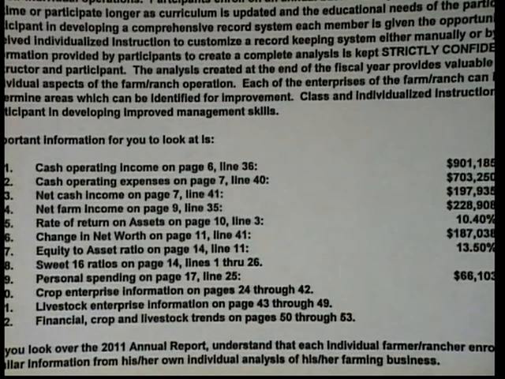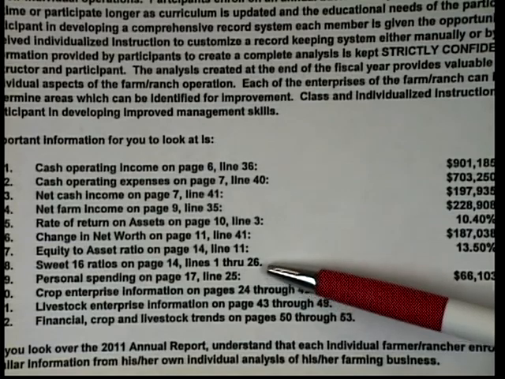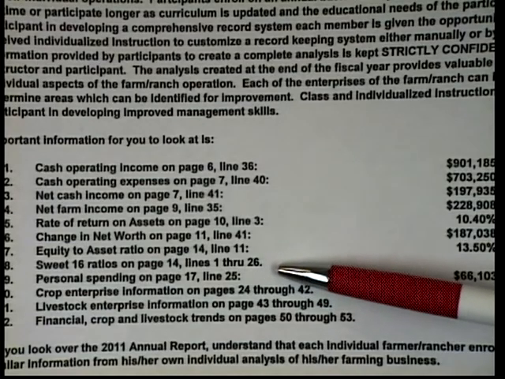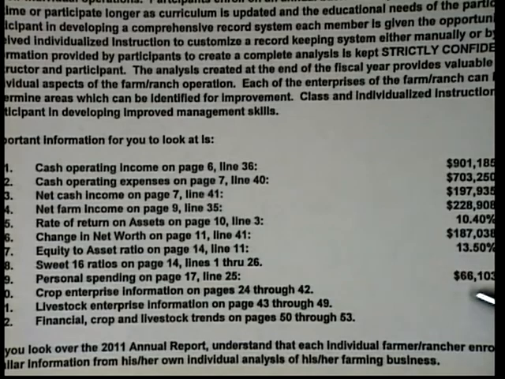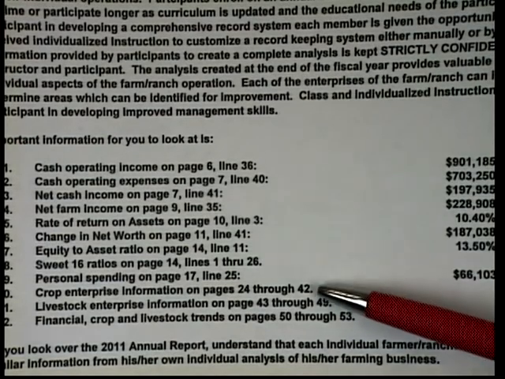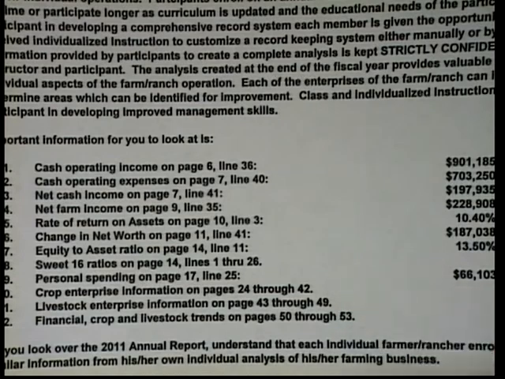Line 5 is the rate of return on assets, 10.4%. Change in net worth of $187,000. So the difference here is the family living costs from the farm. And then the equity to asset ratio. Sweet 16 financial ratios are on page 14, and we're going to go through those next in session 3. Your family living costs is $66,000. The crop information on a per enterprise basis of corn, oats, wheat, soybeans, alfalfa, the livestock, and the financial trends.